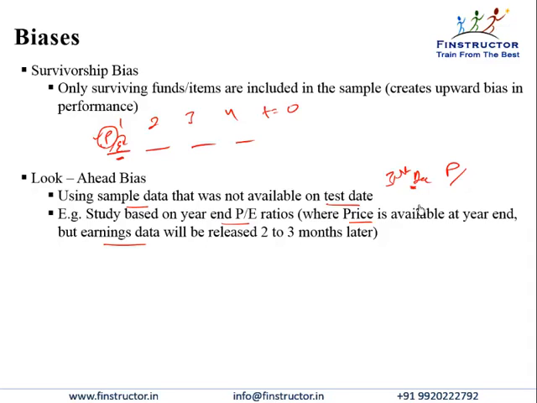What you should do is you should take a 3-month later price, because 3-month later price would have had the price as well as the earnings data available to everybody. So look ahead bias is when you're using sample data that was not available on the test date.